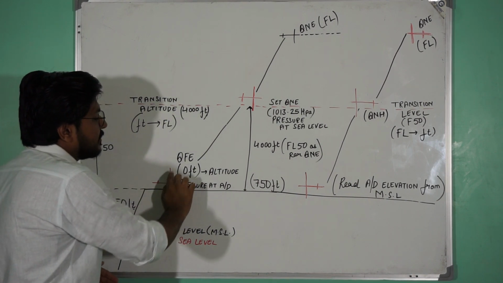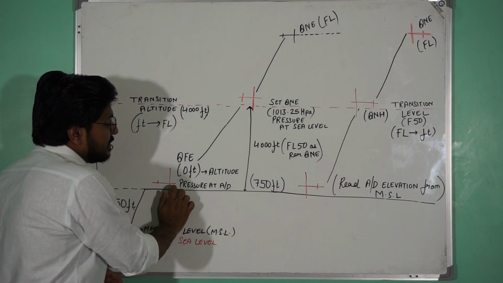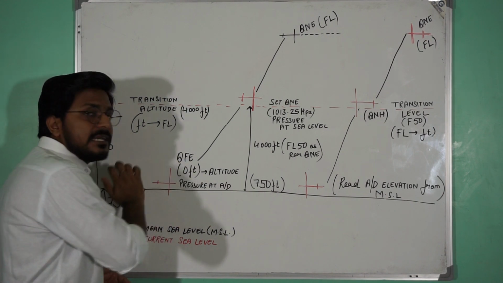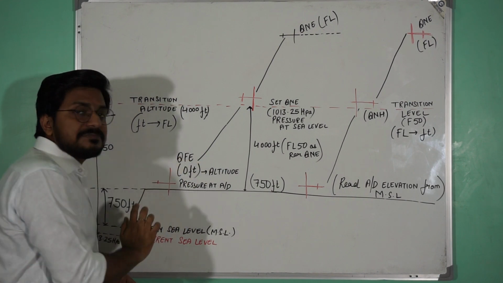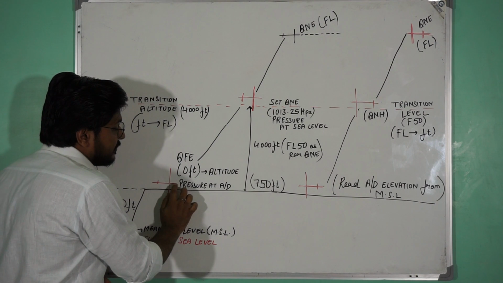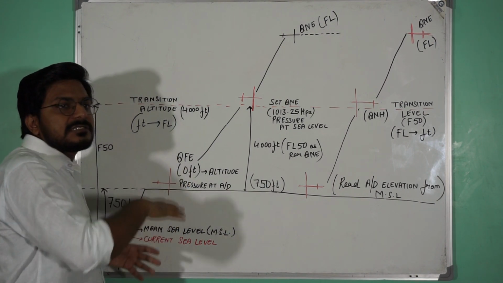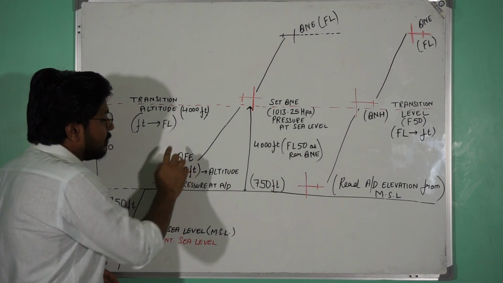Whatever height the aircraft reaches, it will tell you from the surface of the aerodrome. The vertical displacement will be provided in the altimeter from the reference of the aerodrome. So suppose it is going 400 feet, it will read only 400 feet.